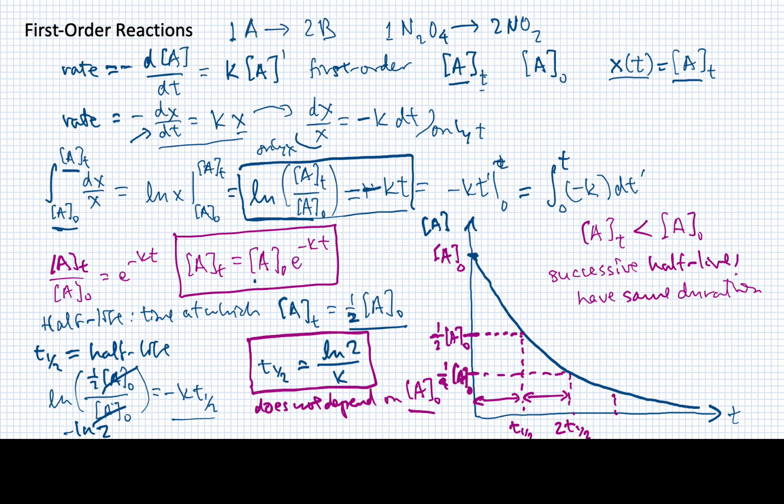And this is true only for first-order reactions. In fact, this is a feature of the function e to the minus ax. We only will find this sort of thing with an exponential decay function like this. But it's a great feature because it's a clue that we can look for in data to determine if something is first order or not. If the successive half-lives are all the same time duration, then it will be a first order type of process.